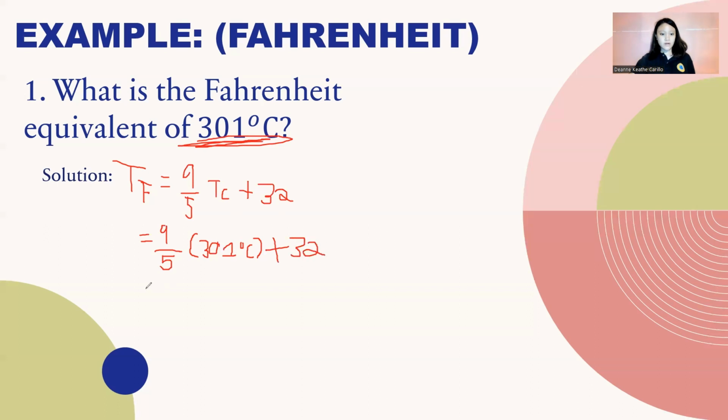Let's focus on the progress and the steps first. Now, 9/5, let's bring it down again. And we will put this. Please be reminded that we should not multiply it first. This one, 301 degrees Celsius plus 32. Let's not solve it first because we have a progress and process for that. Let's focus on this step first.